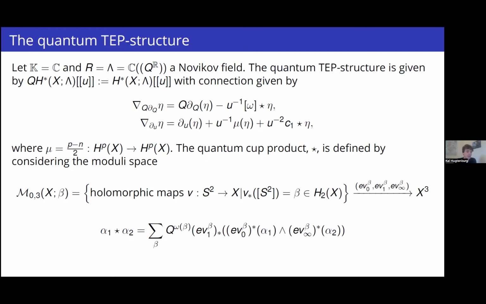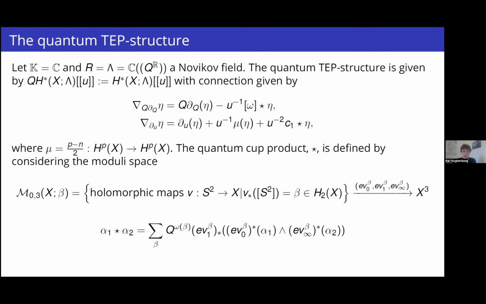And then the cup product between alpha 1 and alpha 2 is defined as a sum over all the degrees beta. You sum with the Novikov parameter, and there's a push-pull formula. First you take the evaluation at 0 and the evaluation at infinity, and you use those to pull back to the moduli space. And then using the evaluation at 1, you push it forward from the moduli space to X to obtain a cohomology class on X. And in some technical setups, including the one I work in, you can actually make sense of this theory in terms of differential forms.